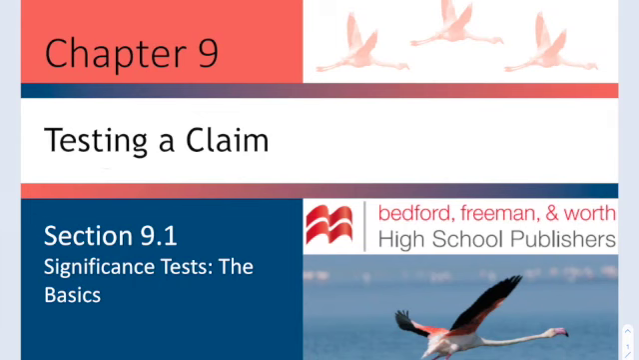For Chapter 9, we're going to be talking about testing a claim. So this first section, we're talking about significance tests and just the basics. This chapter is going to follow closely to what the previous chapter on confidence intervals did, where we take a moment to talk about just the basic setup and conclusion for the content, and then the two sections that follow will look particularly about proportions and then about means.